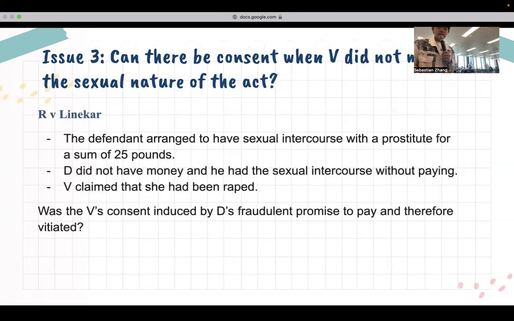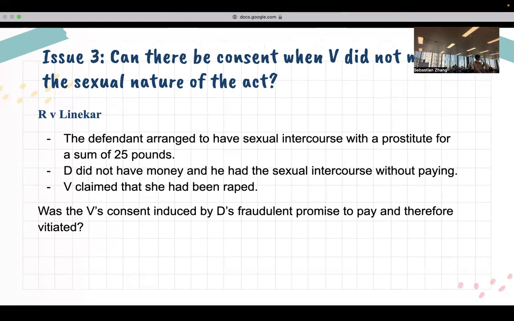Same thing, Crown and Linker. This was about the prostitute case. The defendant arranged to have sexual intercourse with a prostitute for a sum of £25. Okay, the defendant did not have money and he had sexual intercourse without paying. We claim that she had been raped later on. So can there be rape?